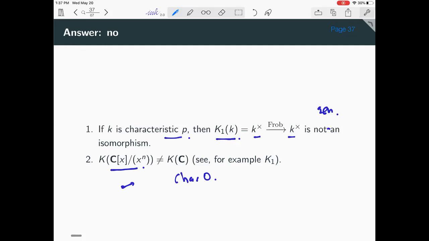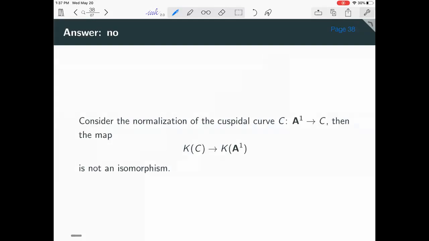So let me give you more badness. Even though the fact that I'm giving this talk at all means there's some kind of positive answer, the positive answer is inspired very much by this negative answer, which is over characteristic zero. Let's say k is characteristic zero, and we want to consider this picture, the normalization of the cuspidal curve. This map is in general not an isomorphism. This is the normalization map, which is a universal homeomorphism between this cuspidal curve and this A1.